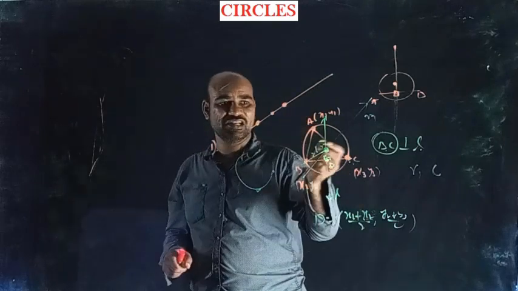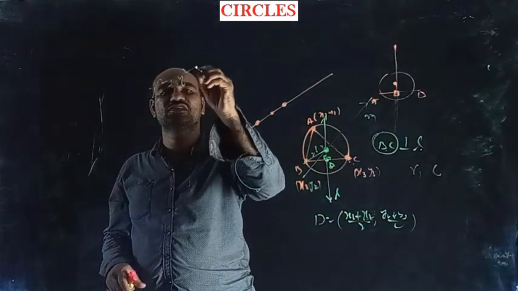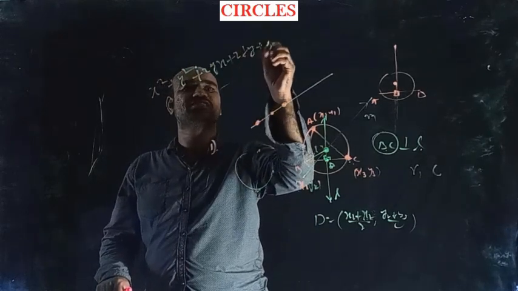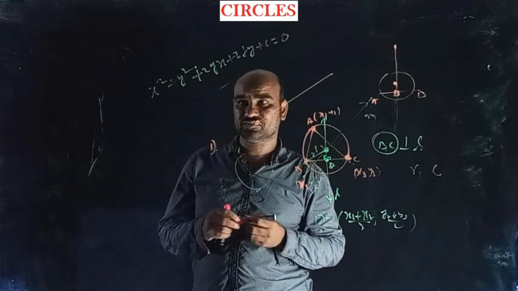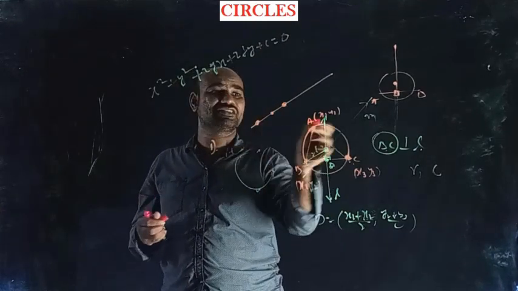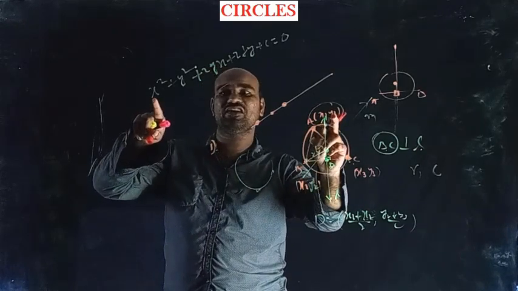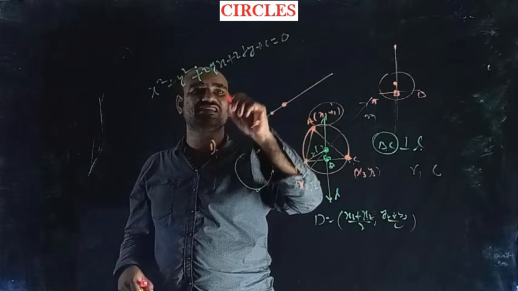Second method. Let the required circle equation be x square plus y square plus 2gx plus 2fy plus c equals 0. This is the required equation of the circle. This circle is passing through this point, so instead of x you can write x1, instead of y we can write y1. So we get a relationship between g, f, c.